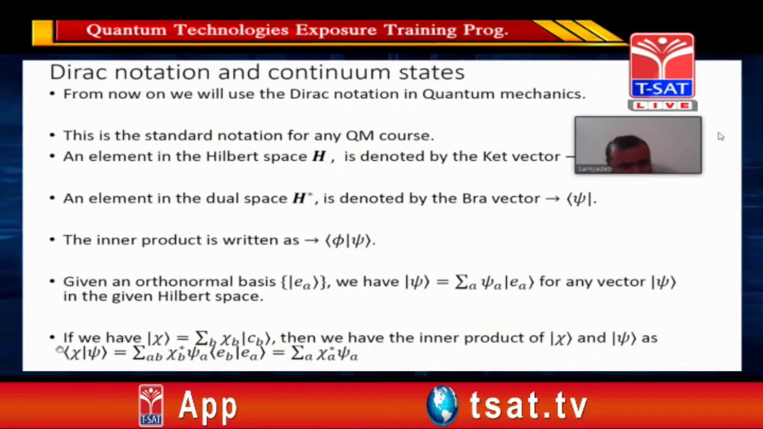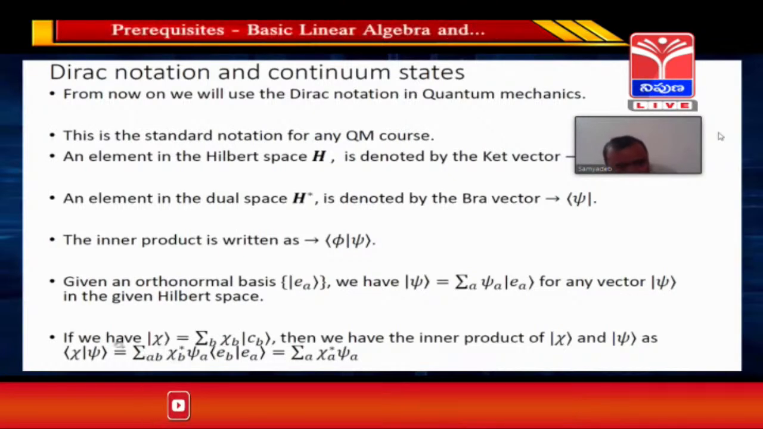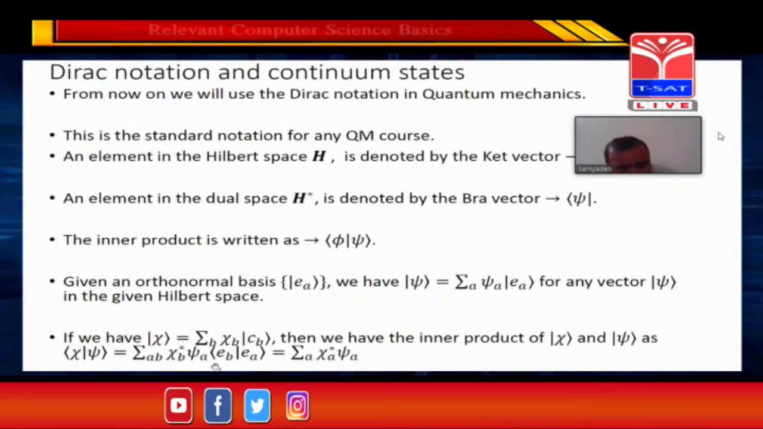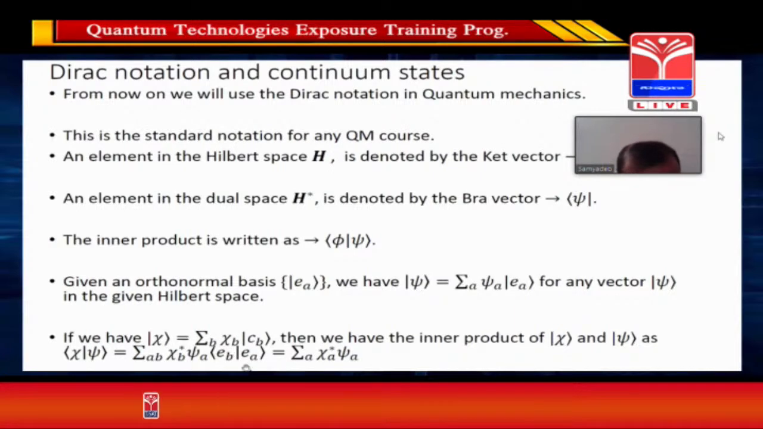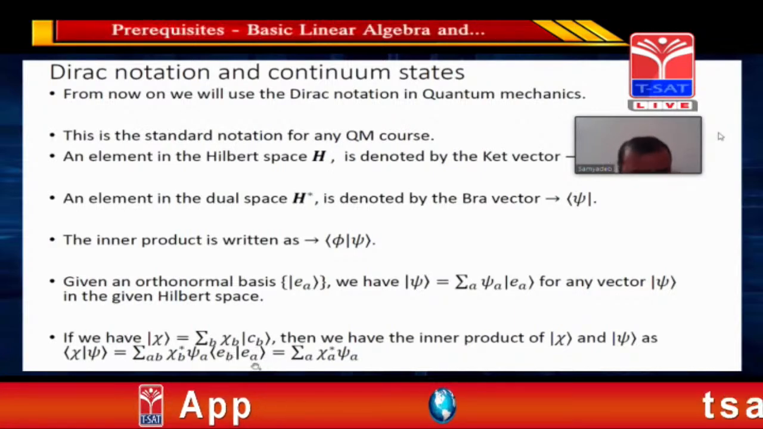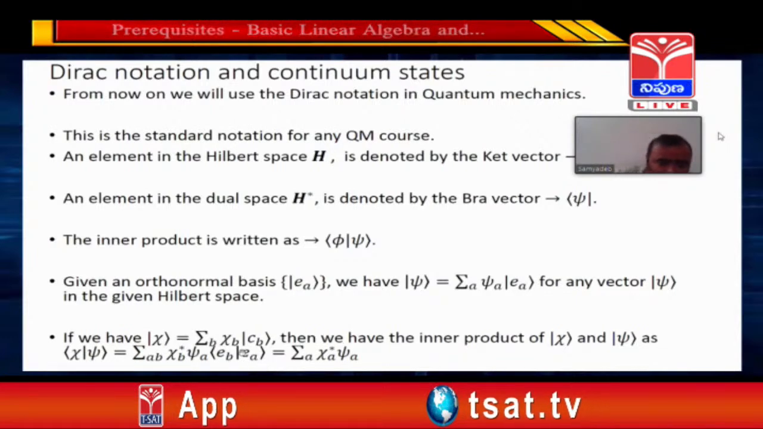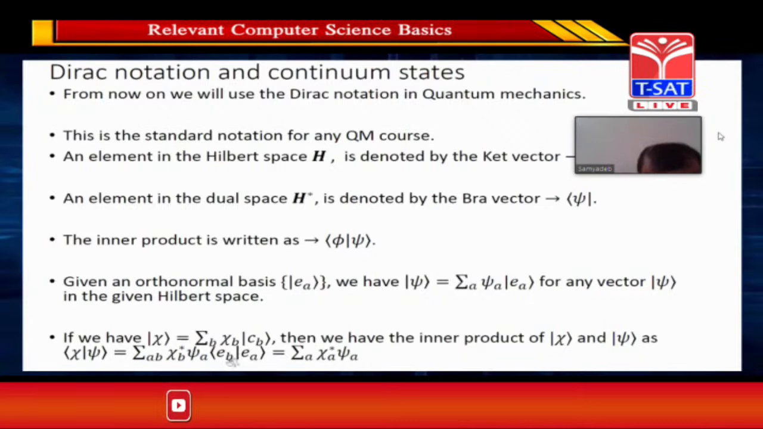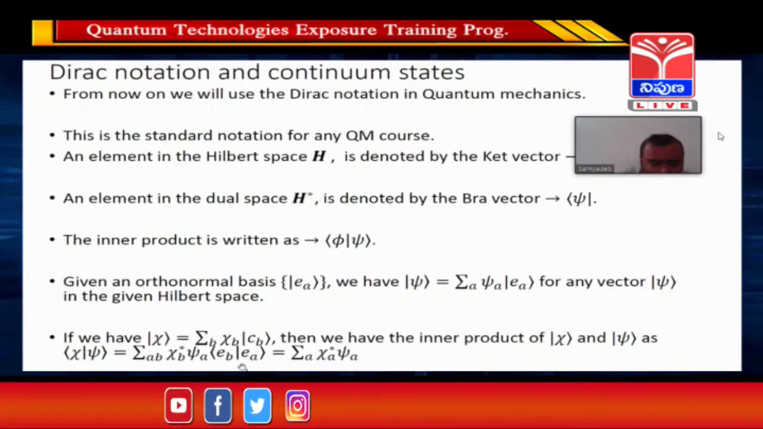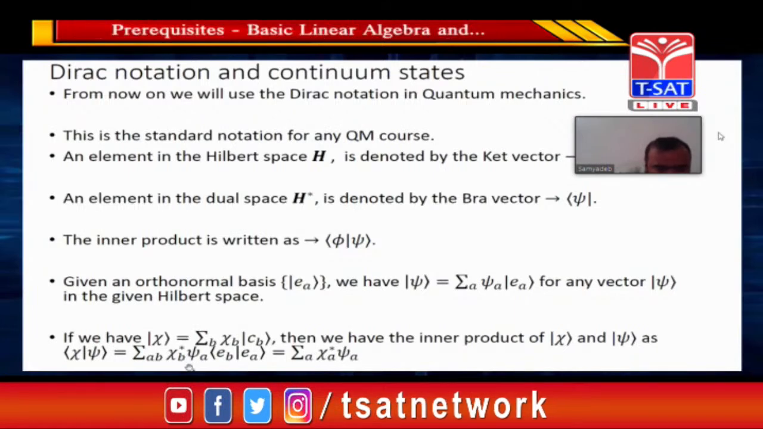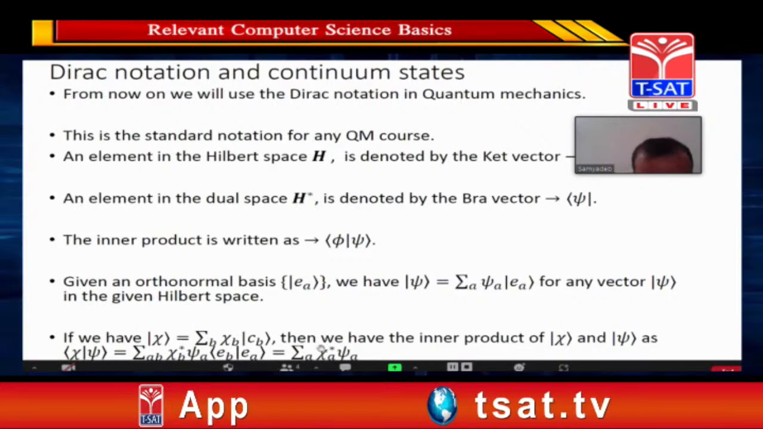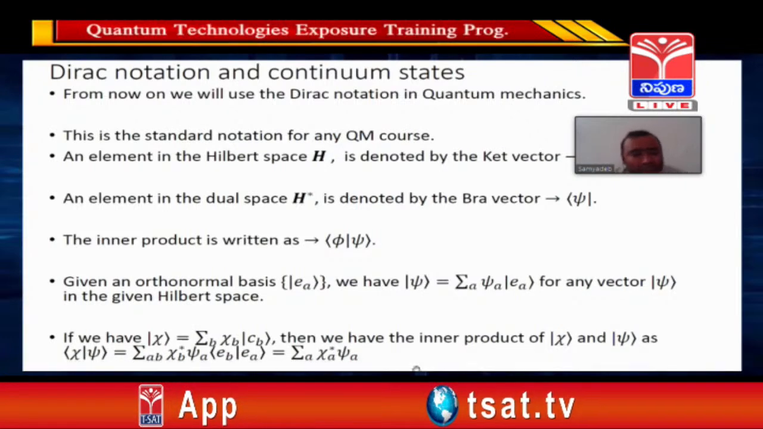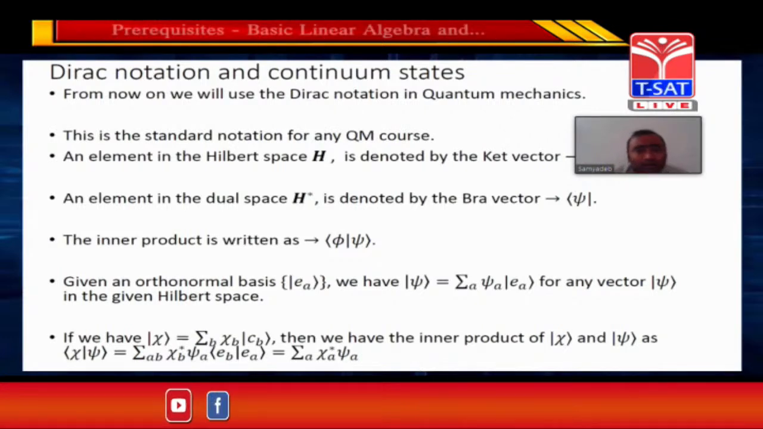Therefore, using linearity, this inner product is chi B star xi A times the inner product of E B and E A, that is bra E B ket E A. Since they are orthonormal to each other, this will only be one when B is equal to A. So the B index is now changed to the A index, and we have the sum over A of chi A star xi A. This is how a general inner product is defined in the bracket notation.